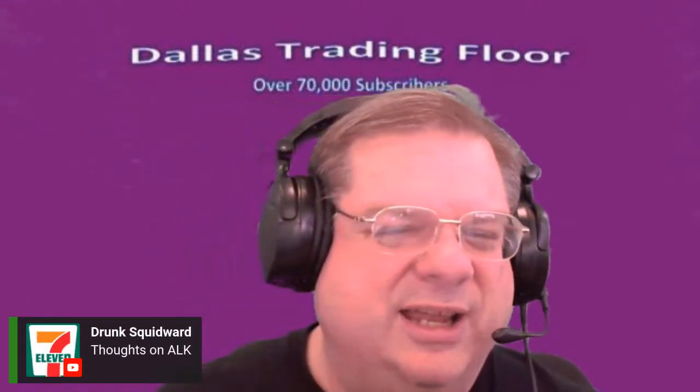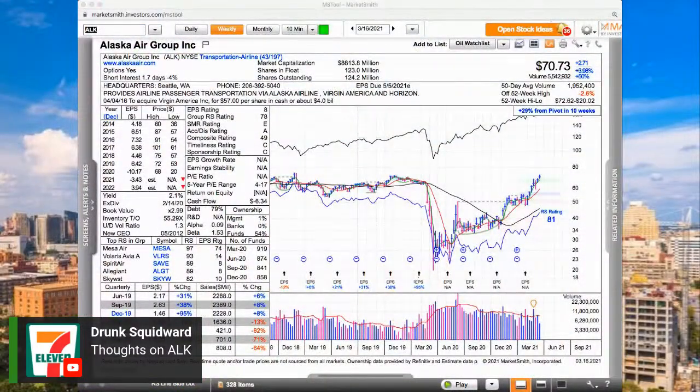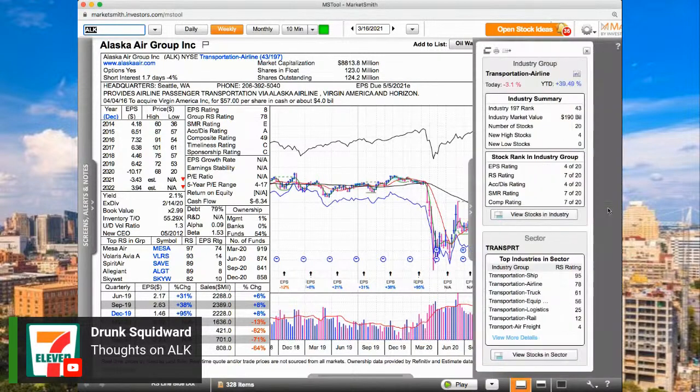Let's look at ALK. Alaska Air. You know what? This one, it's up $2.70. Wow, this is actually looking very, very good. I'm in Delta. This is actually a very, very good one here. It's got a very strong relative strength, 81. This is a reopening trade stock. Not a really great place to buy it, unfortunately.